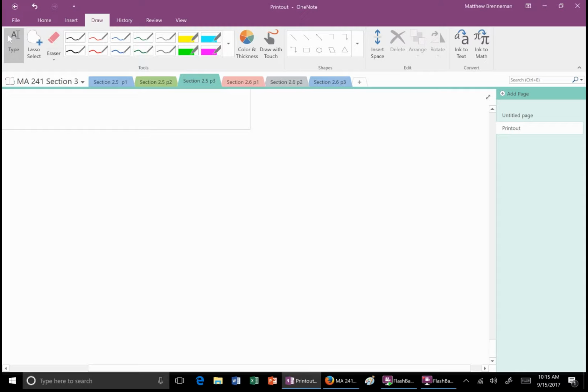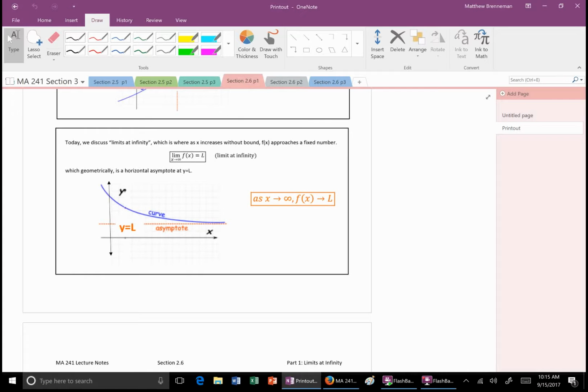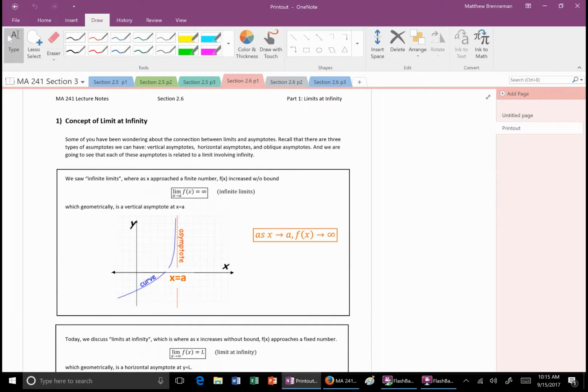So, the last thing I want to talk about, and the good news is it's all downhill. Sections 2.6 and 2.7 are either easy or a rehash of stuff that we've done, bringing things together. What we want to talk about in section 2.6 is the concept of a limit at infinity.